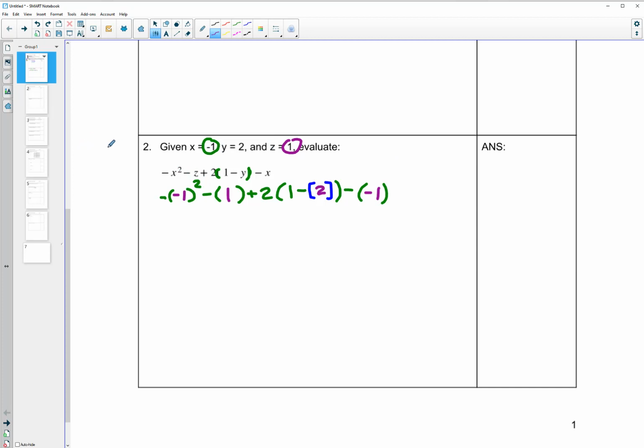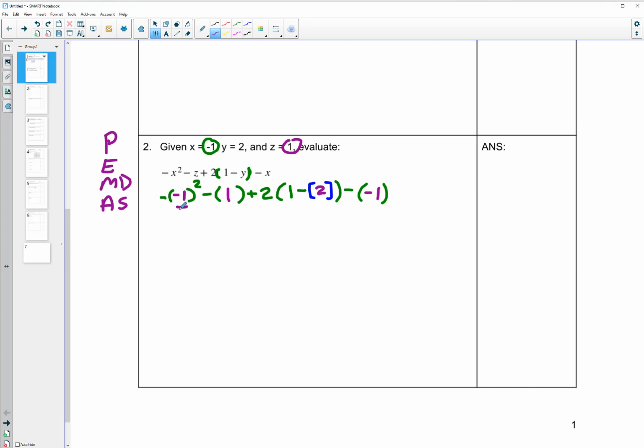Okay, the next step after substitution is to follow PEMDAS. Okay. Sorry, I wrote it the wrong way. I didn't want to write it this way. I wanted to write it like this, PEMDAS. Of course, we have to look inside each parenthesis.